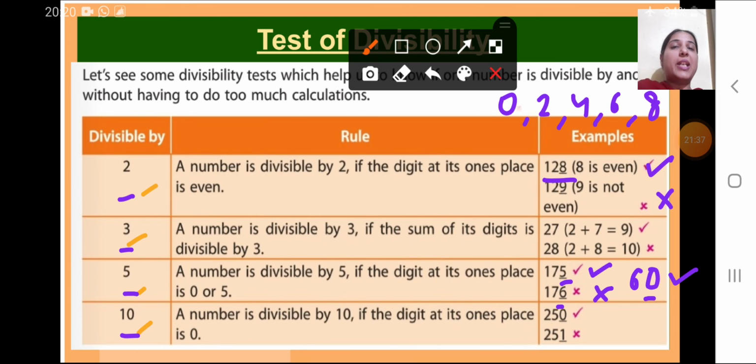Then for number 10, whether a number is divisible by 10 or not, you just look at the digit at the ones place. If it is 0, it will be divisible by 10. So here you see number 250, the digit at the ones place is 0. So it will be divisible by 10, but it will not be divisible by 251.